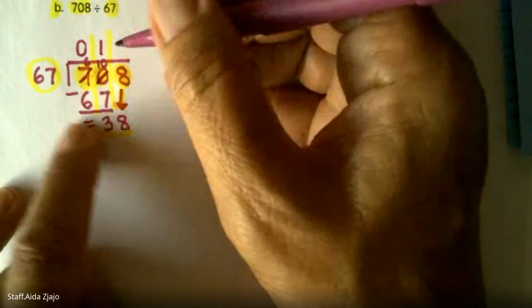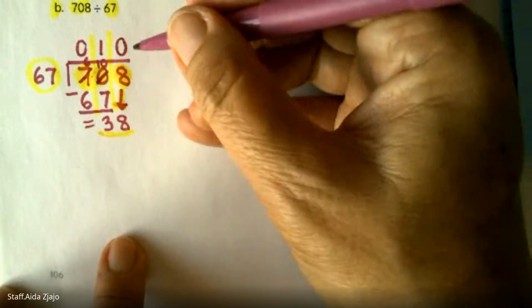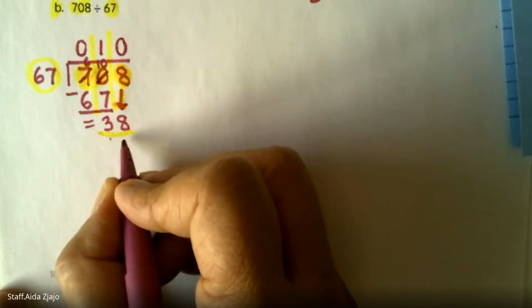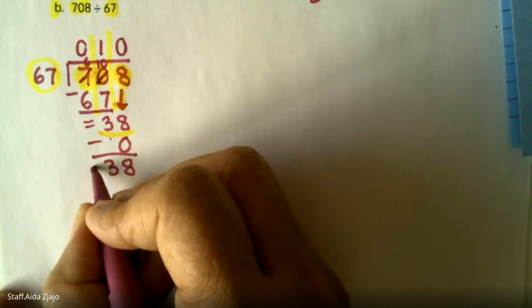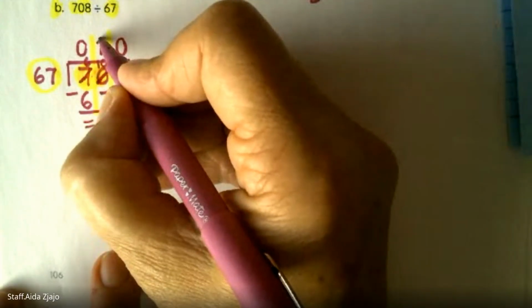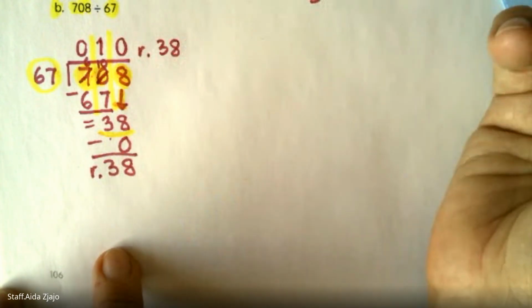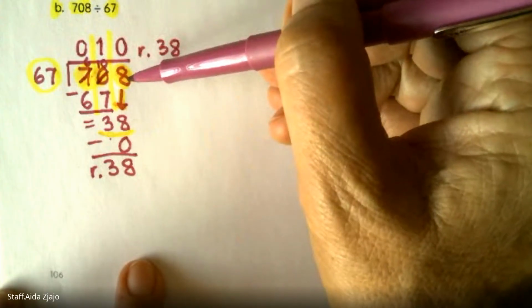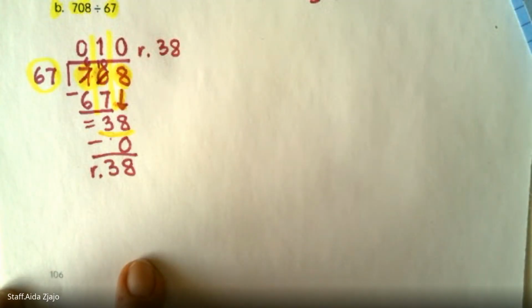If you have 38, how many groups of 67 can you make? 0 groups. And then you do the procedure. 0 times 67 is 0. When you subtract, now you have that 38 as a remainder. So the real answer is 10 and a remainder of 38. Because 10 times 67 is 670, and that is really close to 708. If you did 1 times 67, it didn't make sense.